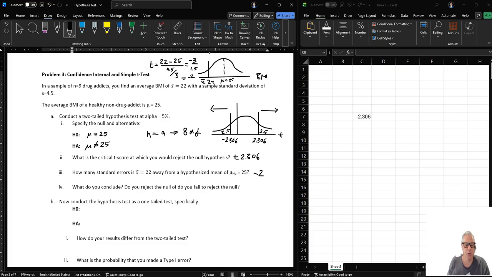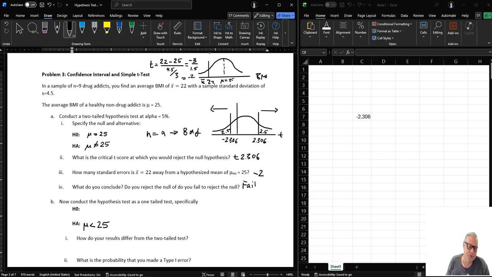And what do you conclude? Do you reject the null, or do we fail to reject? So we fail. But now conduct the same hypothesis test as a one-tail test. And of course in the alternative you put typically what you want to show, that those drug addicts are statistically significantly undernourished, so they are less than the mean of 25.